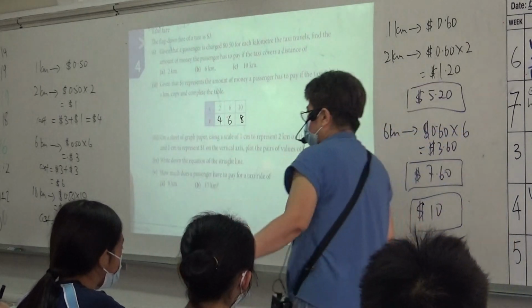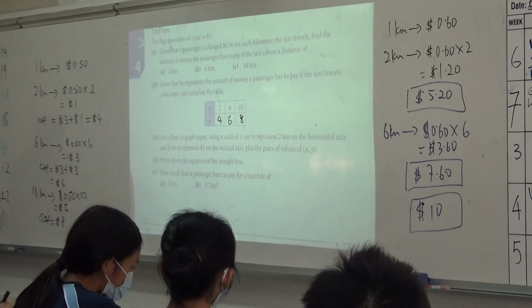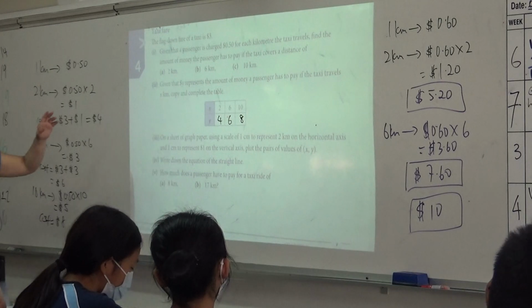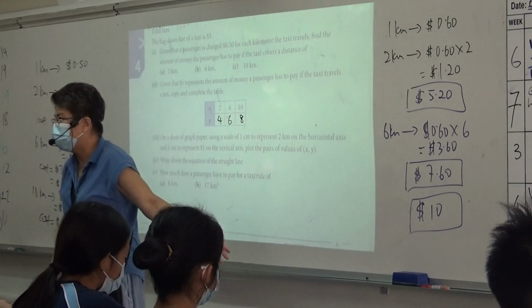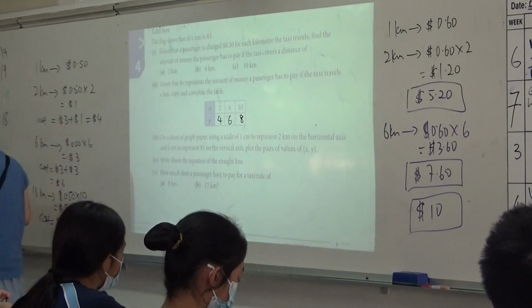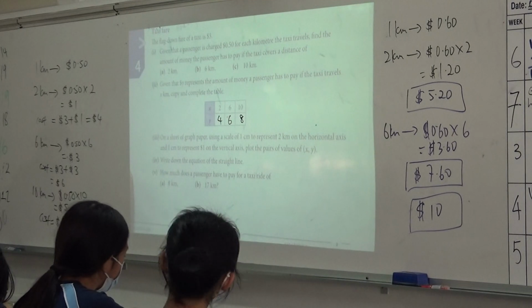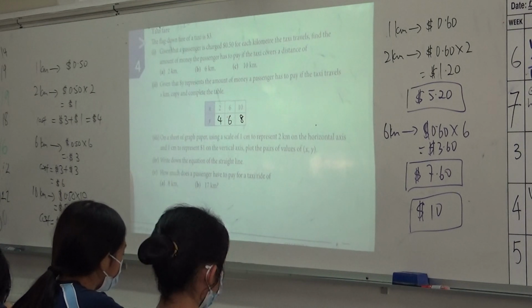Look at your respective textbook. Do you either get a 4, 6, 8 or a 5.20, 7.60, $10? Yes or no? Okay. So that's how we fill up the table. I will do the 4, 6, 8 first. Will that be okay? Then I will borrow another textbook from you. Okay, all of you look up now.